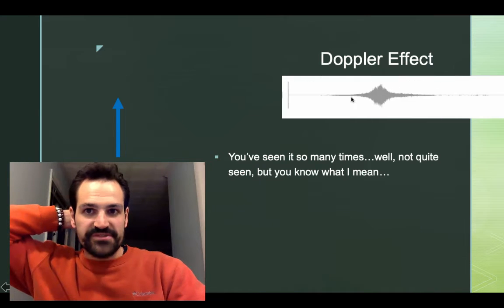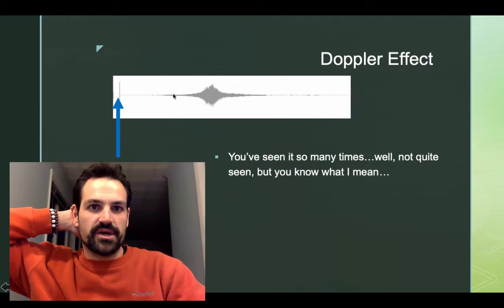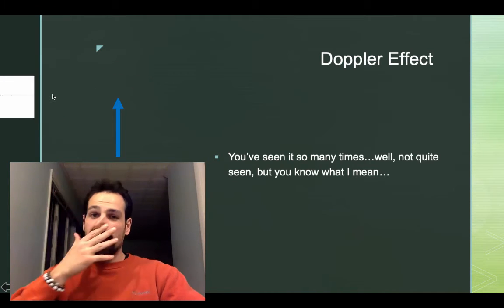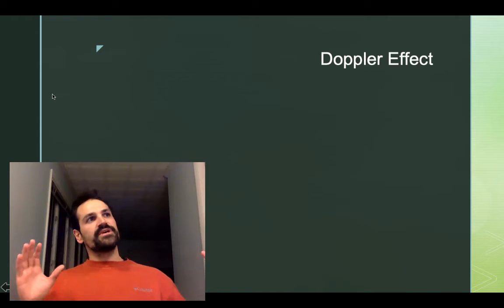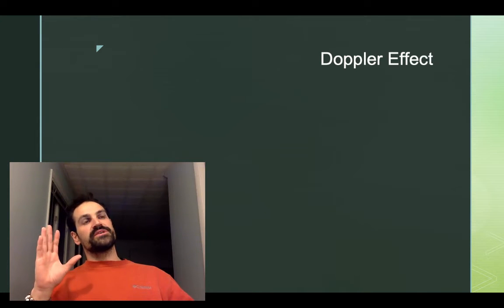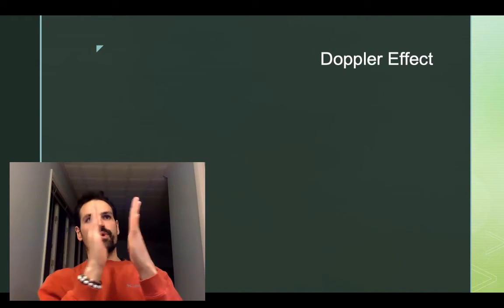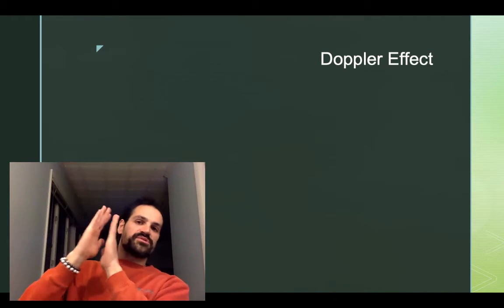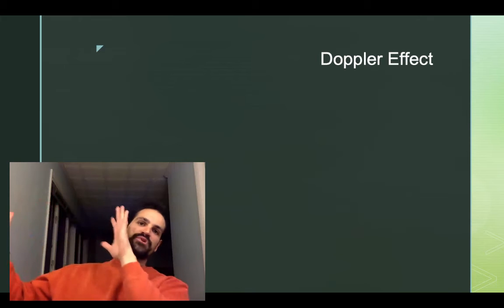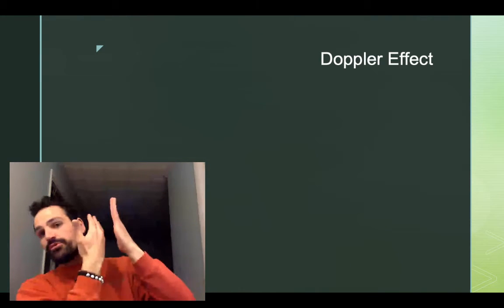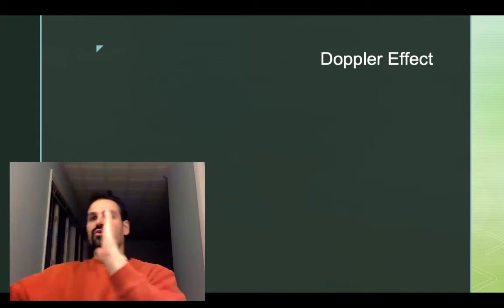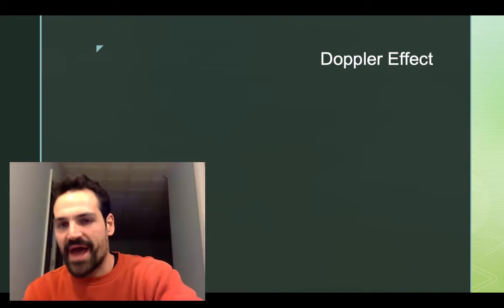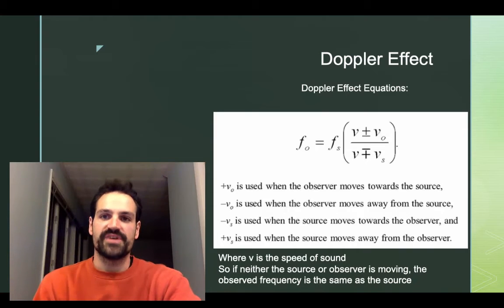You see how these waves are more spread out, and these waves are more compact, and these waves are more spread out? As a sound source is approaching you, the waves are really close together. But as a sound source passes you, the waves are more spread out. Basically, a higher frequency when it's coming towards you, and a lower frequency, fewer waves per second, hitting you after it passes you. This is called the Doppler effect.